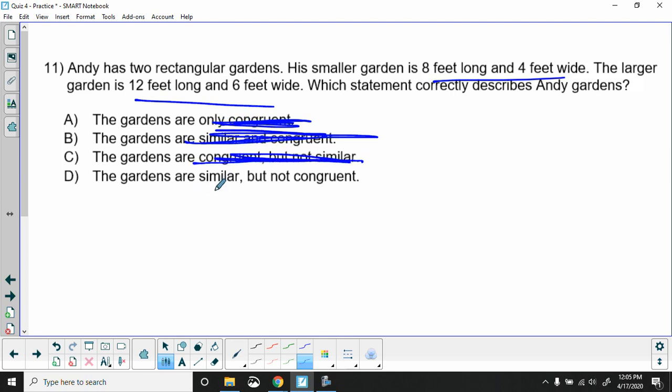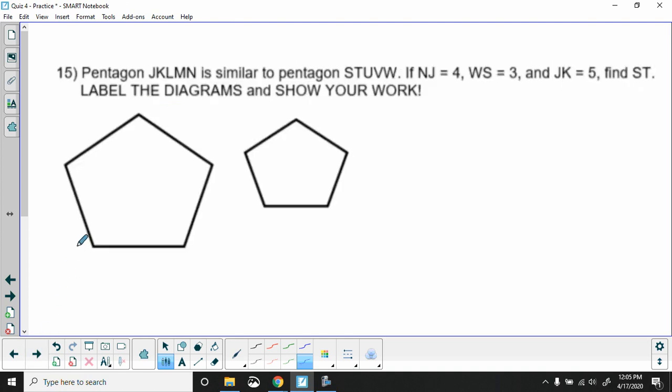Guys, when you label polygons, I think I said this before, you need to go clockwise or counterclockwise, but you can't go hopping around with these letters. Once you start, you stick with it. For example, pentagon J, K, L, M, N is similar to S, T, U, V, W.